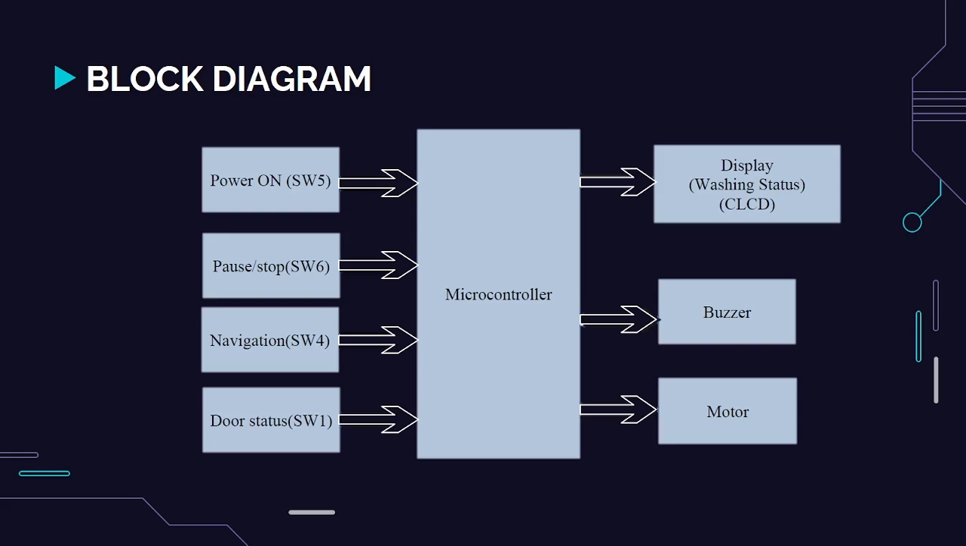This is the block diagram of the washing machine project. It contains 4 switches. Switch 5 is used for powering on, switch 6 is used for pause and stopping the program, switch 4 is used for navigating, switch 1 is used for door status, and all these switches are used as inputs to the microcontroller. The display is used for showing the washing status, water levels and intimation about the door, and the buzzer is used for the door alarm. This motor is used to indicate that the program is running.